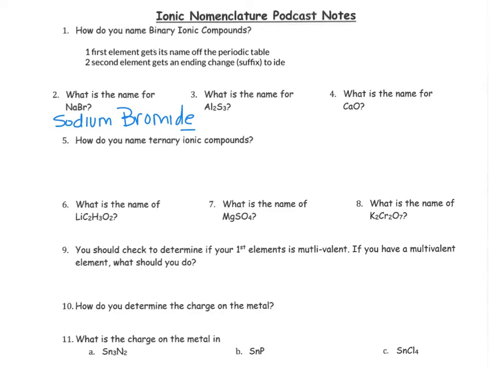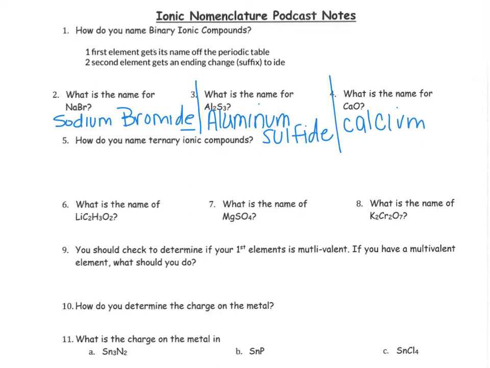And the number 3 here, what's the name for this compound? Well, the first one is aluminum. So the first element is aluminum, and the second one is sulfur, so we have aluminum sulfide. And number 4 here, CaO. First element is calcium. The second element is oxygen, so we have calcium. Instead of it being oxygen, it's oxide. Alright? Okay, and that's when they are binary.